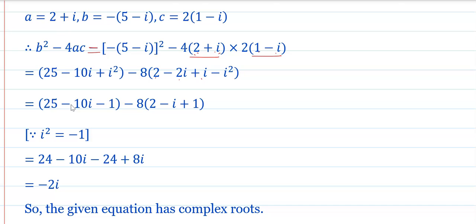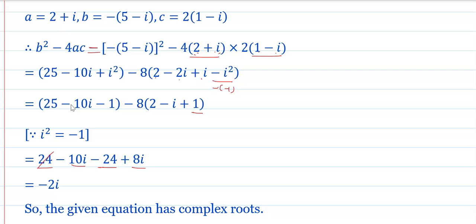Next, 25 − 10i, and i² means what? Minus 1. Minus 8, here is a 2, −2i plus i, minus i² . I² means minus 1, and this minus will become plus. Minus into minus 1, you will get plus 1 here. Next, 25 − 1, you will get 24 − 10i. And here, 2 + 1 is 3. 3 into 8, then 3 into −8, you will get −24. Again −8 into −i, minus will become plus.